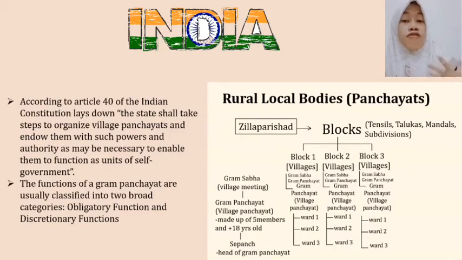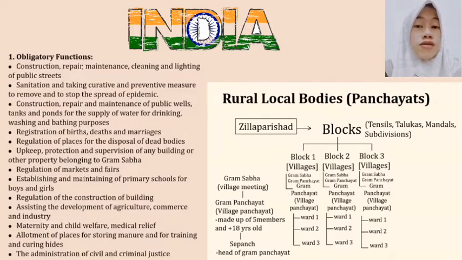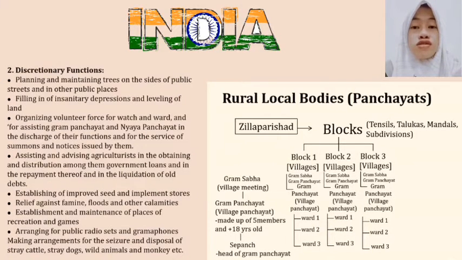It is made up of 5 members who have the management authority to decide for development. The functions of Gram Panchayat are usually classified into 2 broad categories. First is the obligatory functions, which are about construction, repair, maintenance, cleaning, and lighting of public streets. And then the second one is the discretionary functions. Examples are the planting and maintaining of trees on the sides of public streets and in other public places. Another one is about filling insanitary depressions and leveling of land.